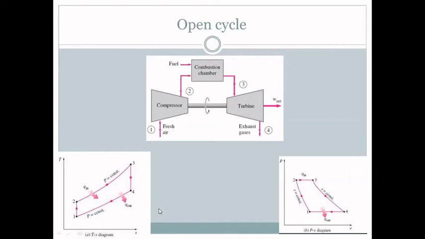This diagram is made up of 4 internally reversible processes. From 1 to 2, isentropic compression, there is no change in entropy. From 2 to 3, constant pressure heat addition. From 3 to 4, isentropic expansion. From 4 to 1, constant pressure heat rejection.